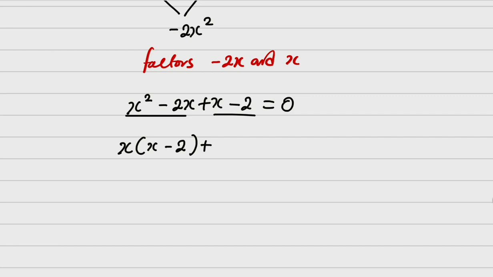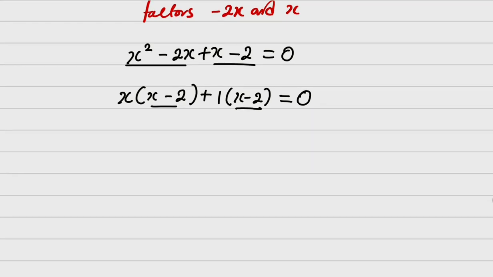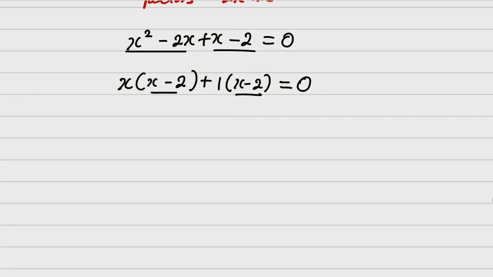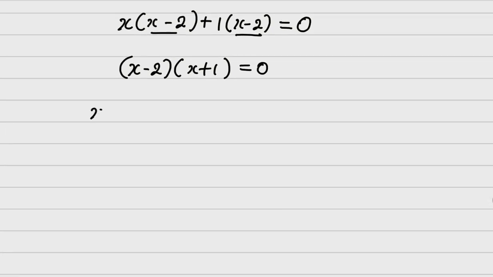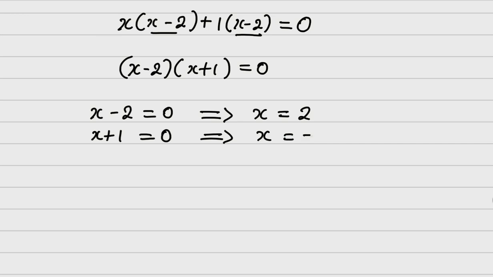Now there's nothing common, so we pick the universal factor, which is 1. So let me put it this way. Here's going to be x minus 2, everything is equal to 0. As far as these and these are the same, then we've done the right thing. Then we factorize further, bringing out x minus 2. What we are going to have here is x plus 1 is equal to 0. Now, in this case, x minus 2 is equal to 0 implies that x is equal to 2, and x plus 1 is equal to 0 implies that x is equal to minus 1.